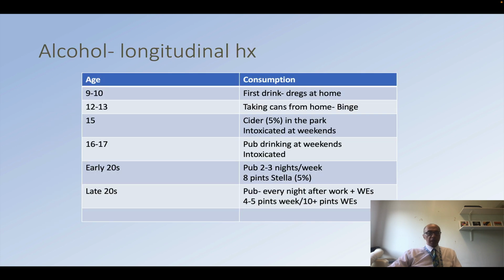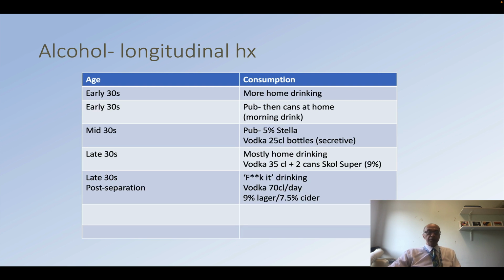So with Dave here, this is how you might structure an alcohol history. Take a longitudinal history from his first drink, and here you can see the progression of his drinking, and further progression through his 30s to much more harmful drinking, drinking that's out of control. And then most recently, following his separation, his drinking has become out of control.